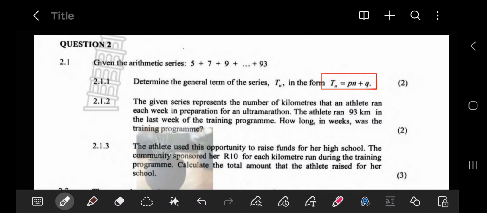2.1.2 says, the given series represents the number of kilometers that an athlete ran each week in preparation for an ultra marathon. So all of these values are kilometers, meaning that in the first week, he ran 5 kilometers. In the second week, he ran 7 kilometers. In the third week, he ran 9 kilometers. So they say the athlete ran 93 kilometers in the last week of the training program. How long in weeks was the training program?